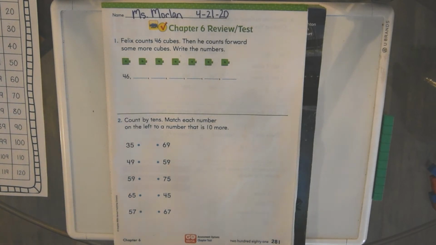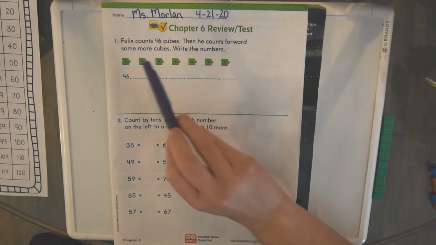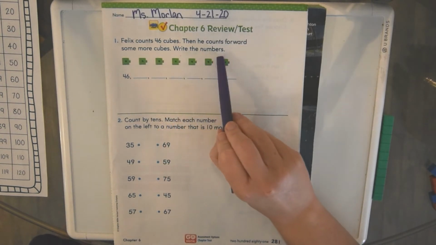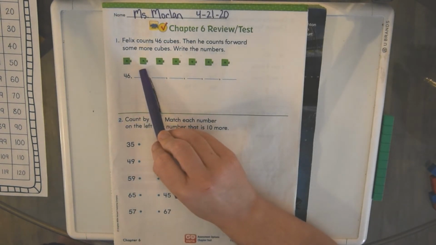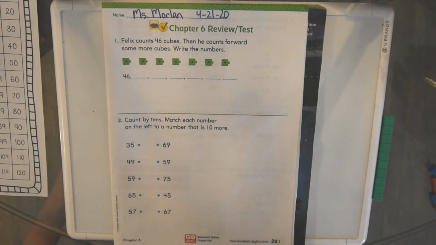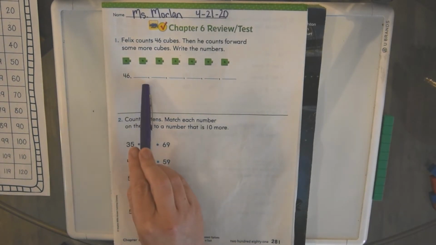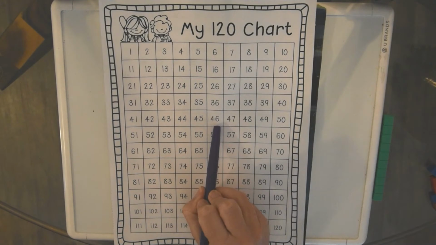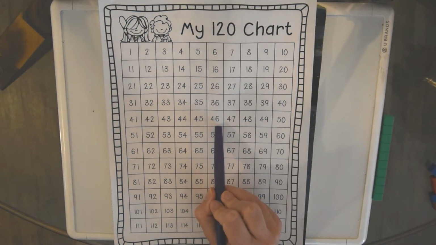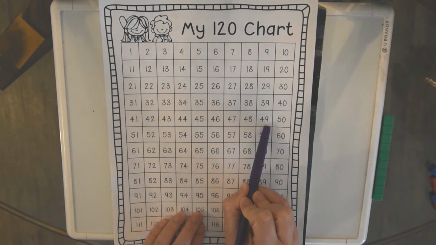Number 1 says, Felix counts 46 cubes. Then he counts forward some more cubes. Write the numbers. Okay, so I have the number 46 here, and I notice they're adding 1 more cube each time. So that means I'm counting by ones. If you're not sure what the next number is, you can always refer to a 120 chart. So I'm going to find the number 46. And when we count by ones, you're going to be moving to the right of the number, right? And the numbers will be getting bigger by 1.